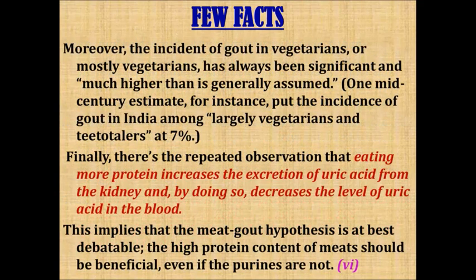Some more facts. Moreover, the incidence of gout in vegetarians, or mostly vegetarians, has always been significantly higher than is generally assumed. One mid-century estimate, for instance, put the incidence of gout in India among largely vegetarians and teetotalers at 7%. Finally, there is a repeated observation that eating more protein increases the excretion of uric acid from the kidney, and by doing so decreases the level of uric acid in the blood.